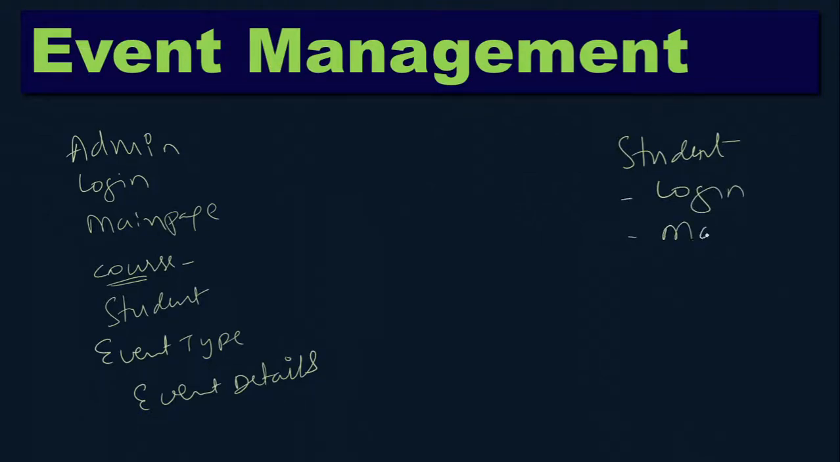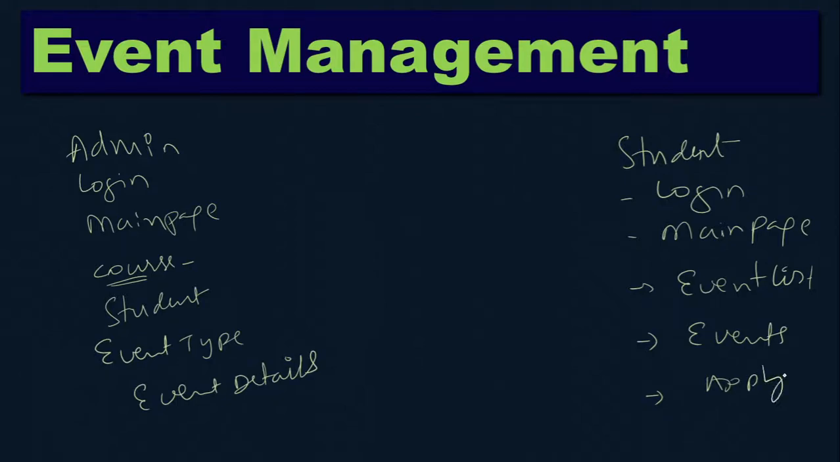They can go to the main page. Here they can see the event list, the events already created in the admin. This is the event type list and here are the event details. For example, dance: in dance there are different varieties, and all of those are the events. Now you can apply for an event. Which event do you want to join? You can apply for it.